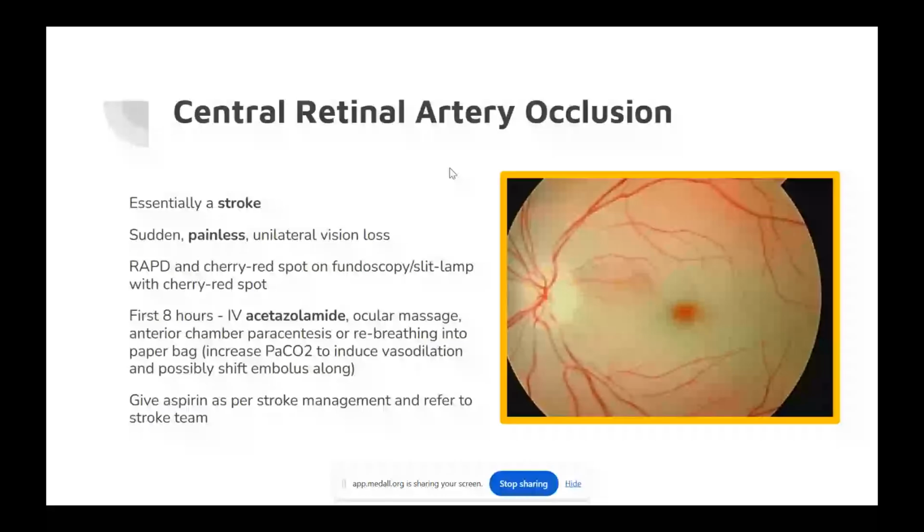So the first one we're going to be talking about is central retinal artery occlusion.